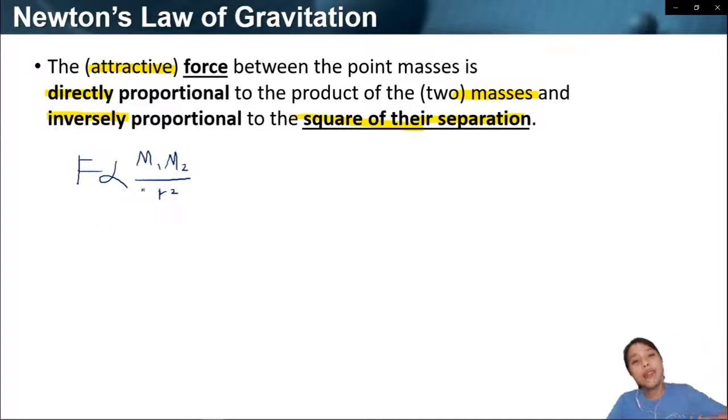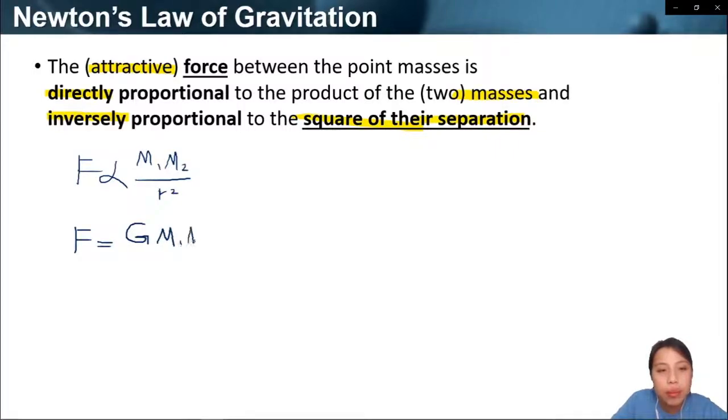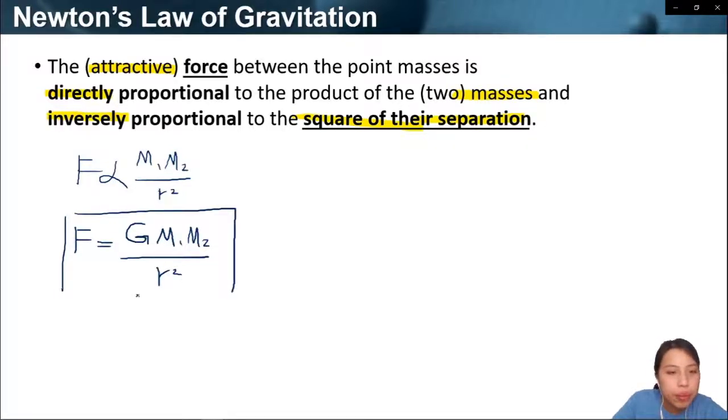Anyway, we've got that relationship already. If we turn it into an equation, we can use it to calculate forces between two masses. Now, if we change a proportional relationship to an equal equation, then you must include a constant. So people did experiments and they found a constant G. F equals G M1 M2 over r squared, where r is their separation. This is the equation that we'll be using to calculate all kinds of stuff.